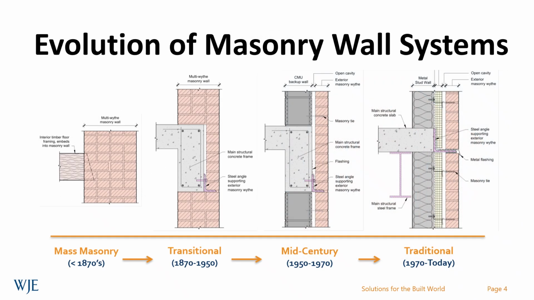Here we have the four basic masonry wall systems that have existed over the last 150 years. Starting in 1870 and prior to that, solid masonry mass wall systems, transitional wall systems between 1870 and 1950, in which the structural system was integrated into the exterior wall. Mid-century modern walls where cladding became more pronounced and separated from the backup assembly and structural system. And then finally, modern traditional wall systems that are used today, which have become much more complex, incorporating weather barriers, air barriers, insulation, lateral anchorage, and various components in order to make the system function properly.